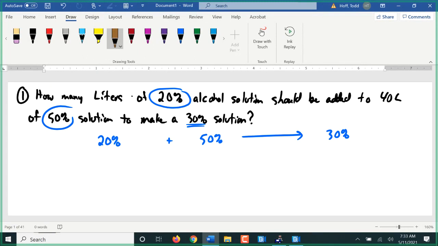Next, we talked about there's two things that are conserved. So two things that we can write equations about. One of them is total volume, or total weight, if that's what it's measured in. This one is measured in liters, so it's volume. The 40 liters goes with the 50%. We want to know how much of the 20%, so we're going to let that amount be X. And this does add up. This is conserved, means that they add up to make a total. So the amount of the 30% is X plus 40.